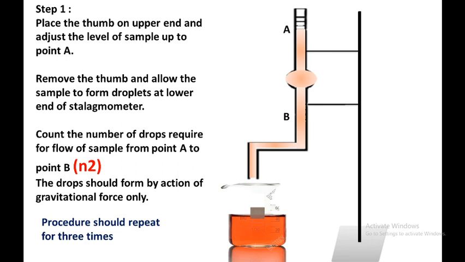Next, same as water, place the thumb on the upper end of the stalagmometer and adjust the level of sample up to point A. Then remove the thumb and allow droplets of the sample to form. Then count the number of droplets required for the flow of sample from point A to point B and consider this as N2. Then repeat the procedure again 2 times, so you will get 3 different readings of N2.